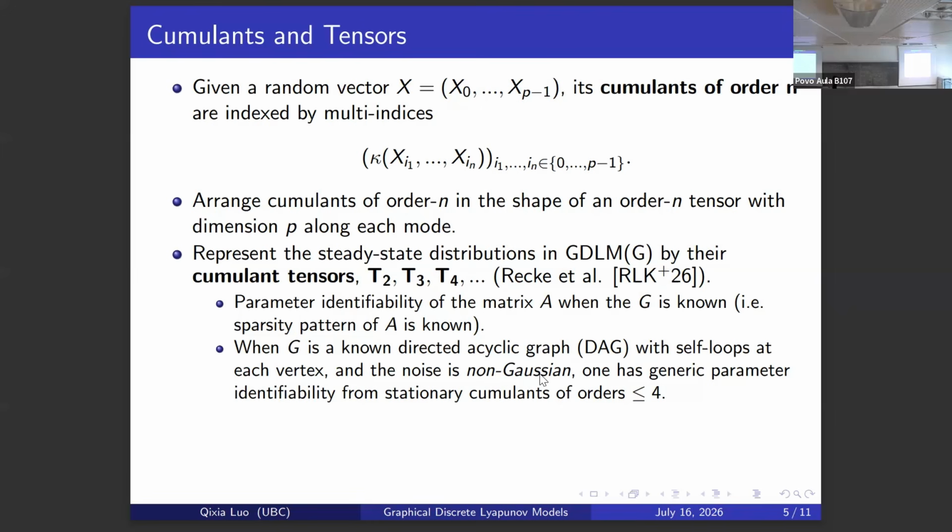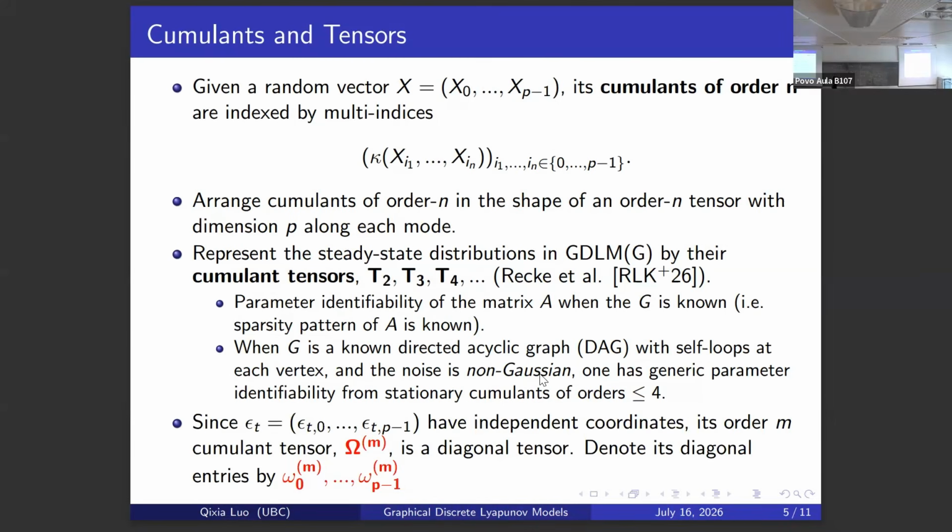And by generic, they mean that we exclude a set of parameters of measure 0. And in fact, we don't even need the whole distribution for identifiability to hold; we only need the stationary cumulants of orders less than 4. Okay, so one more thing I want to mention before moving on is that due to the independence assumption of our noise process, its cumulant tensors of all orders are diagonal.